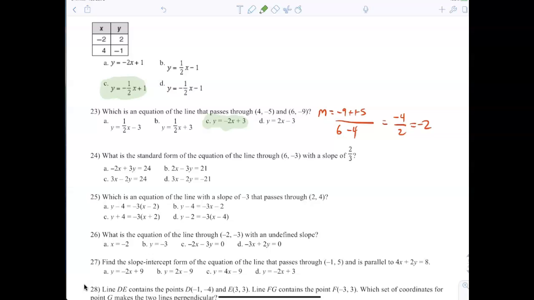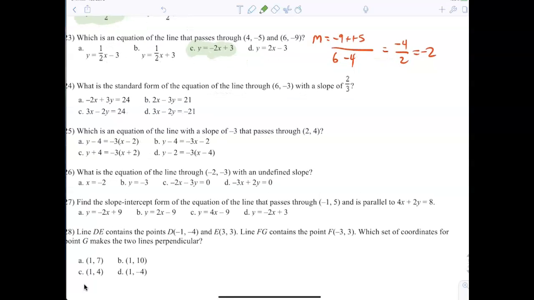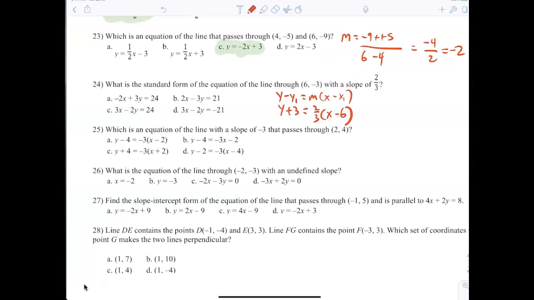Okay, so what is the standard form of the equation of the line through 6, negative 3 with slope 2/3? So again, you have to put it into the point slope form first. Point slope is y minus y1 equals m times x minus x1. Then you're basically making a substitution. So it would be y plus 3 equals 2/3 times x minus 6. Now remember, in order to get it in standard form, you should be able to look at that and say right off the bat, I know it's not A because the x coordinate cannot be negative.